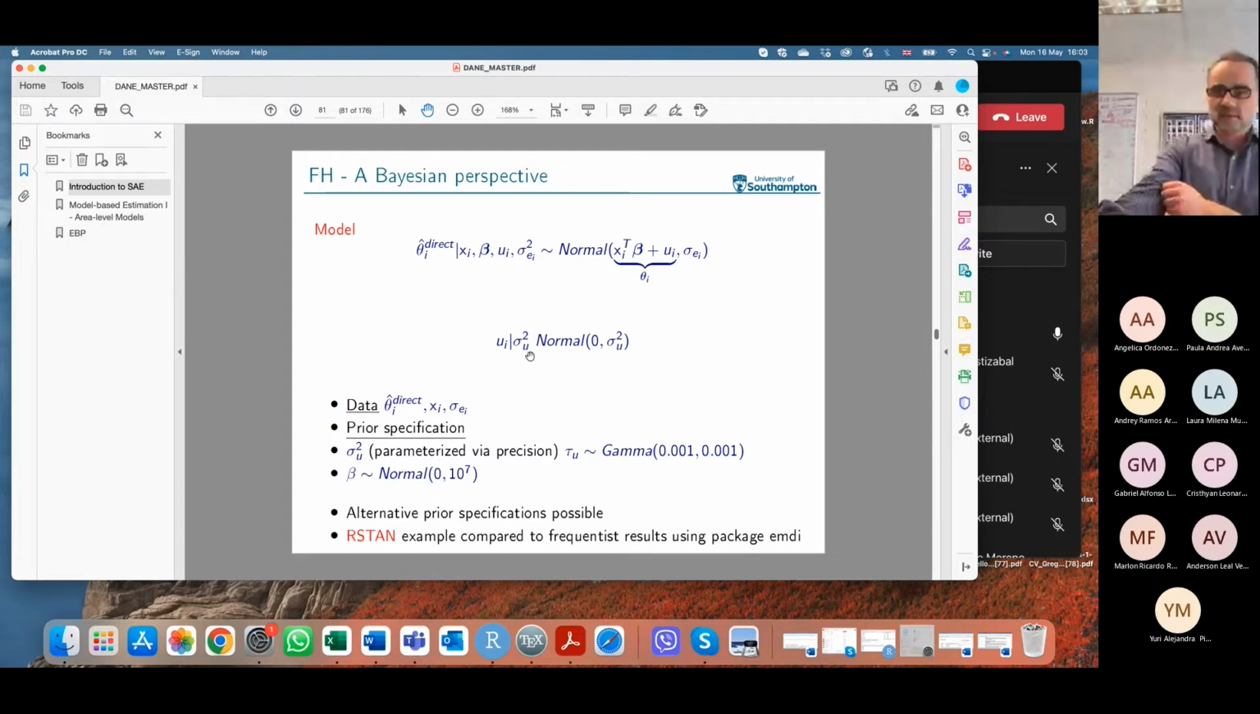And we need also here in the Bayesian framework to specify priors. And there are different ways to specify priors. Here, what we assume is that sigma u will be parameterized by a precision parameter, which is typical in these cases. So we're going to assume that tau u has a prior that follows a gamma distribution with certain parameters, and beta also we need a prior on beta, and we assume that beta follows a normal distribution with mean 0 and some large variance effectively. So we are pretty ignorant about how these betas will look. They have a very large variance effectively. Okay, and we're going to use this specification for the Fay-Herriot model and fit the model in RStan and compare the results to frequentist results obtained via standard packages such as the package EMDI.